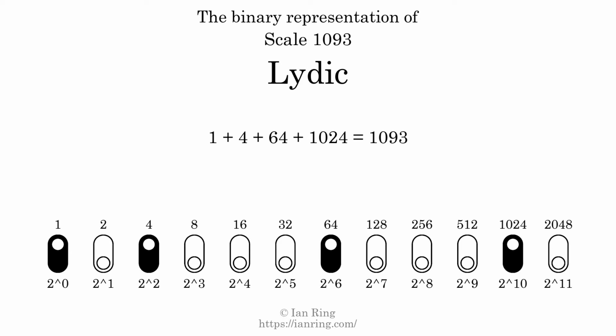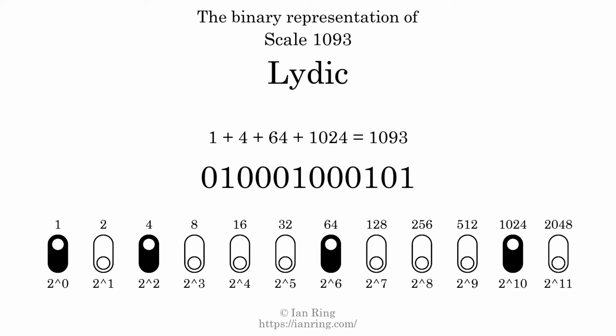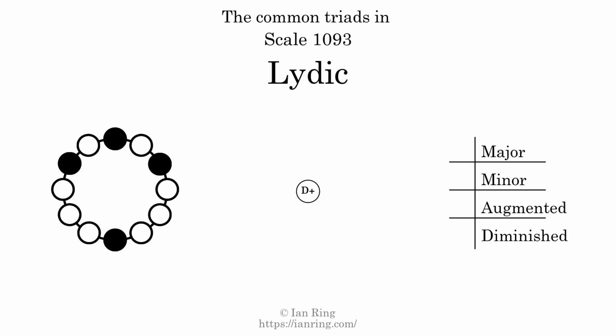The scale number not only enumerates the scale with a unique index, but it also literally describes the tonal content of the scale. Represented as a binary number in base 2, the scale number is 010001000101. Here are the common triads present in this scale. The diagram in the center is a graph of parsimonious voice leading between triads.